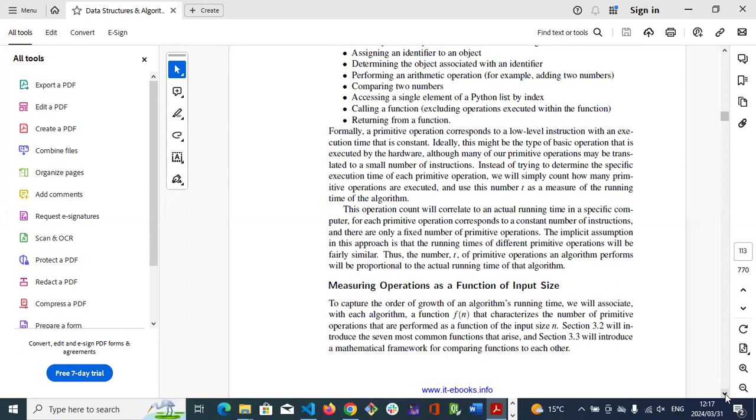Measuring operations as a function of input. The aim is to capture the order of growth of the algorithm's running time. We will associate with each algorithm a function f of n that characterizes the number of primitive operations that are performed as a function of the input size.